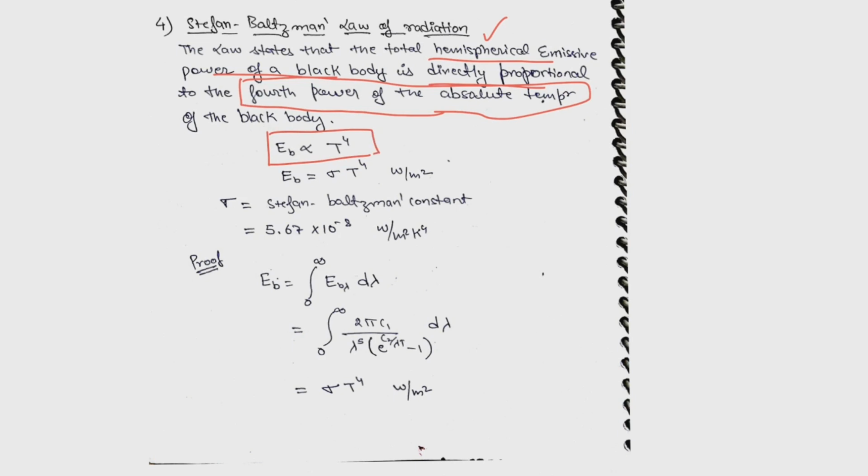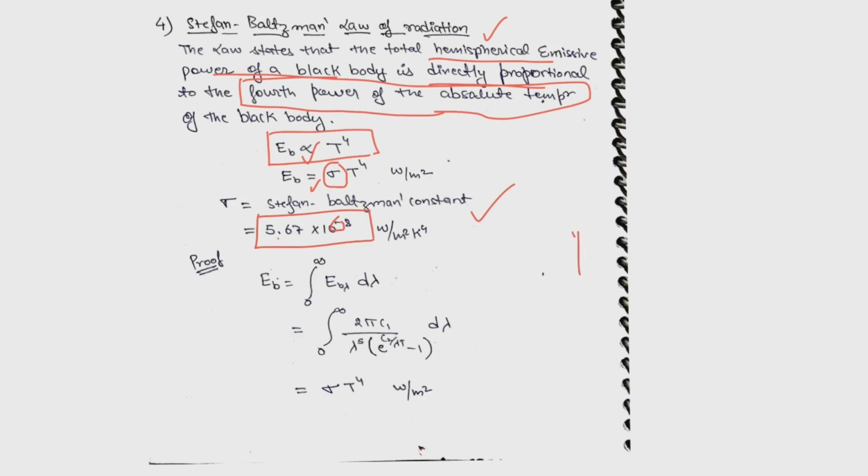If you take out this proportionality and use an equality symbol, you will get a proportionality constant, which is the Stefan-Boltzmann constant, whose value is 5.67 into 10 power minus 8. It is very easy to remember, that is 5678. Just put a minus here, put a point here, that's it.